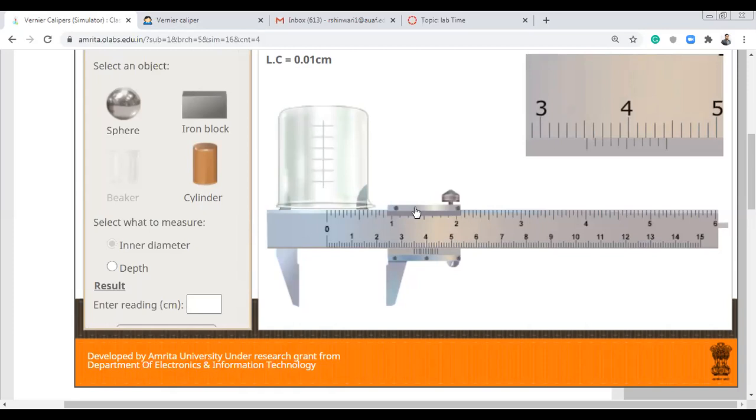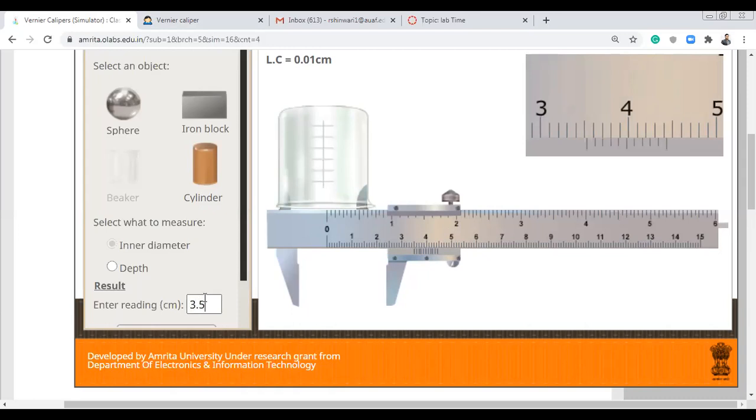Okay. So now the main scale reading. This 0 is parallel to what? From here you can see 1, 2, 3, 4, and let's suppose 5. It means that 3.5.